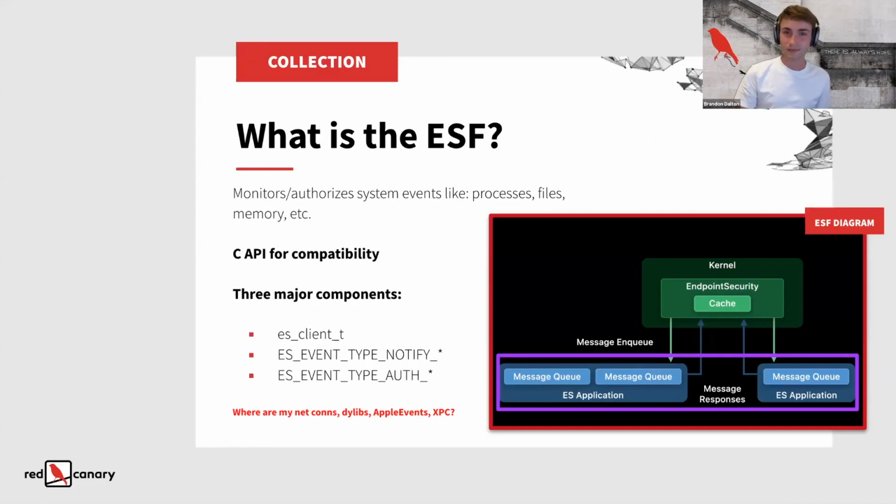So what is ESF? Essentially, it's a way for you to monitor and authorize system activities on macOS. It's a C API for compatibility, and on the right-hand side, you'll see why that might be. Apple implemented Endpoint Security within the macOS kernel. This is trusted code. It should not be touched by third parties. Instead, you make what's called a system extension, or you could create a new Endpoint Security client outside of that system extension, with some downsides to that. But what this enables you to do is stand up a really secure and high-integrity communication pathway between the kernel and an Endpoint Security application.